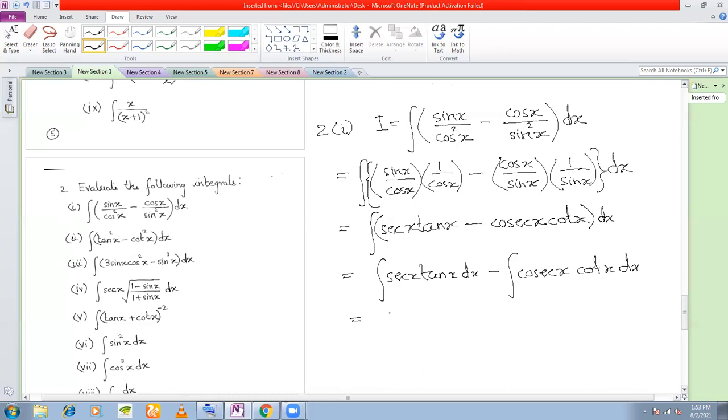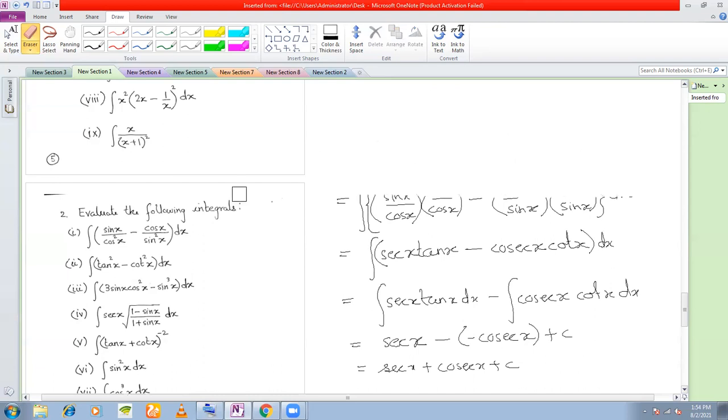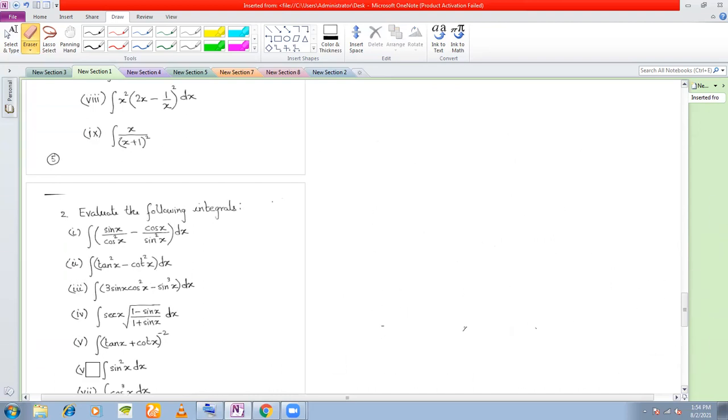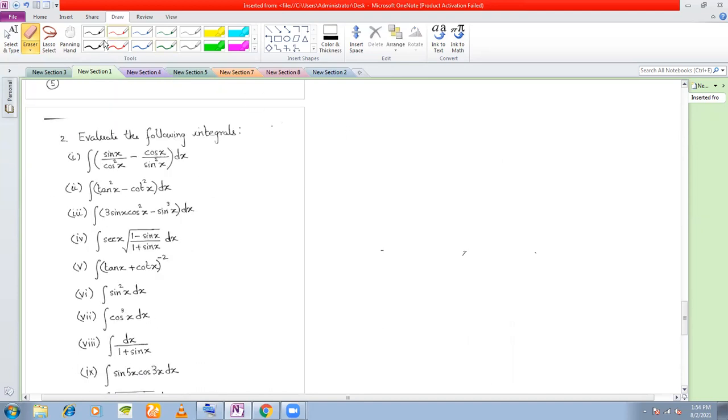Integral sec x tan x is simply sec x from the formula, and integral cosec x cot x is minus cosec x from the formula, plus c. So your answer is sec x plus cosec x plus c. Clear with this? Yes, sir. Next problem.